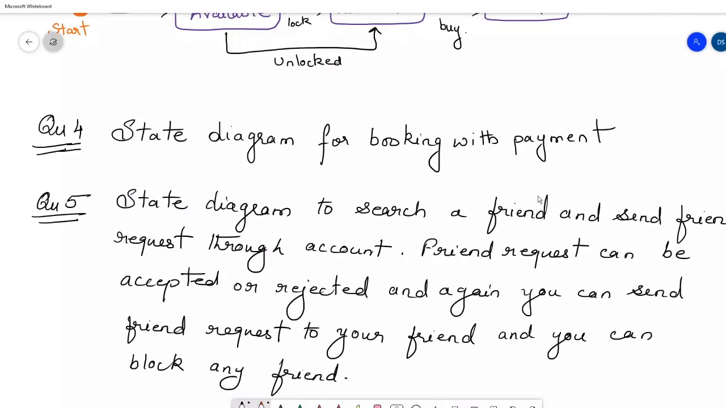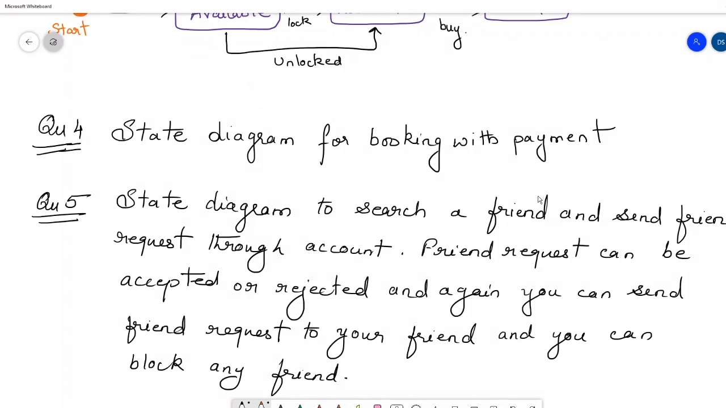And the last question is regarding an account where you are searching for your friend. So how do you search for a friend? If you are searching for a particular person, what would happen if you take an action, if an event happens, what would be the state, what would be its result, that you have to keep in your mind. That would be the state.